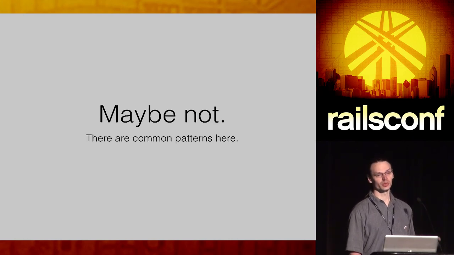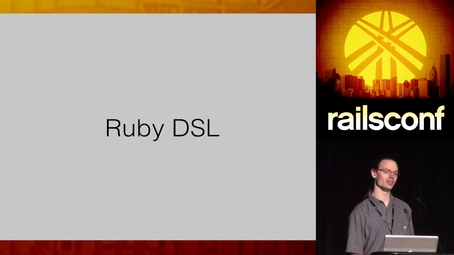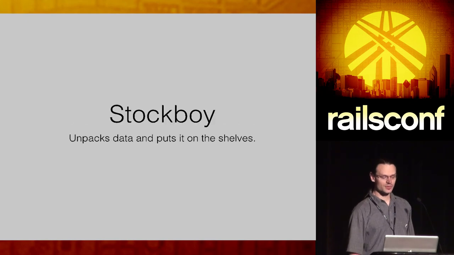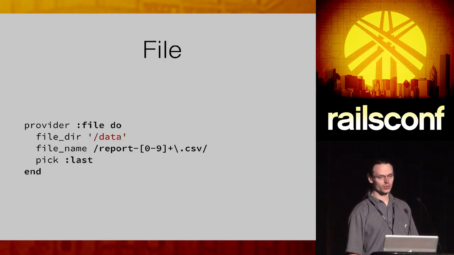But do we have to reinvent the wheel every time? I think maybe not. Maybe there's some common patterns here. If we can break it down, maybe, and come up with a Ruby DSL for this. So ideally, we want to get to this point where you have a single interface for all the data that's coming to you. You just want to call process on it and get it. So I built something called Stockboy. And we use this in production.